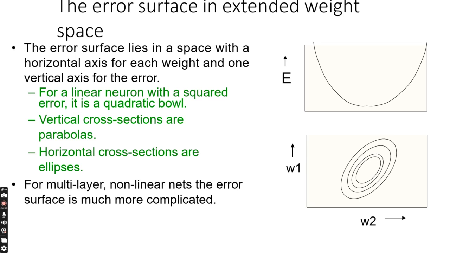If you have a vertical cross-section of your error surface, it looks like a parabola. If you have a horizontal cross-section of your error surface, it looks like an ellipse for the linear neuron. For a multi-layer, non-linear net, the error surface is much more complicated. These are the different shapes you get while plotting the error surface, but this is only for the linear or single layer perceptron. If it is a multi-layer perceptron with more than one hidden layer, you cannot easily get this shape because for non-linear nets the error surface is much more complicated. So this is only for understanding the linear neuron with a single layer.